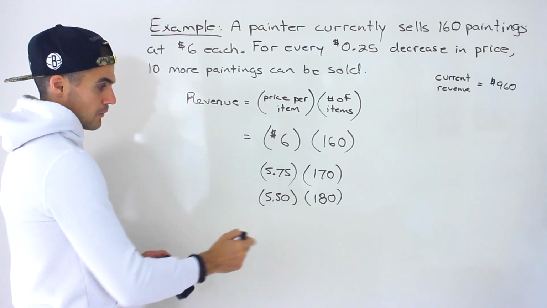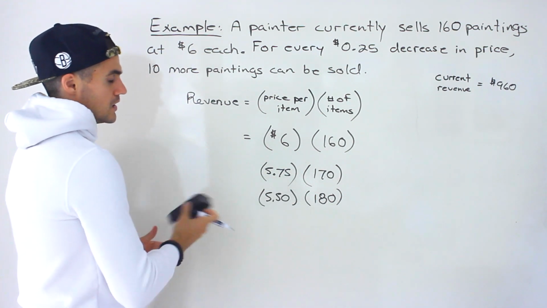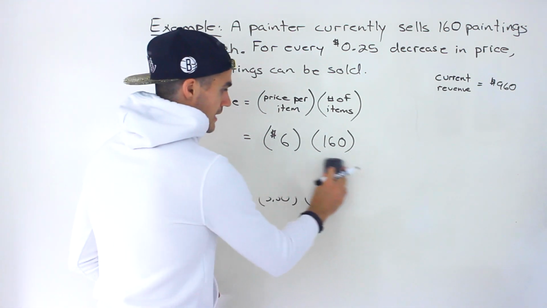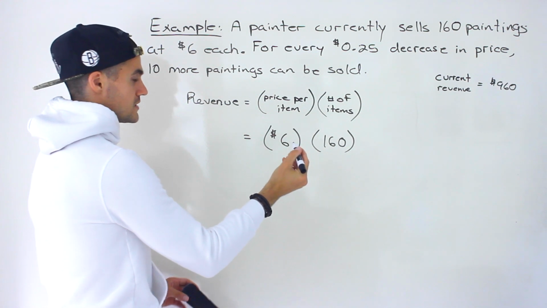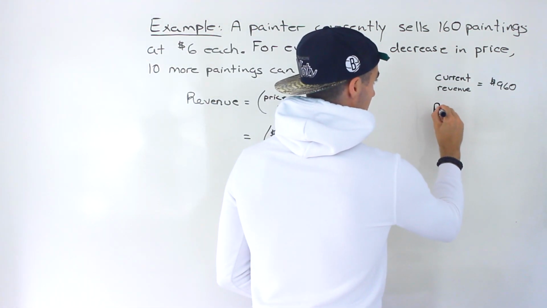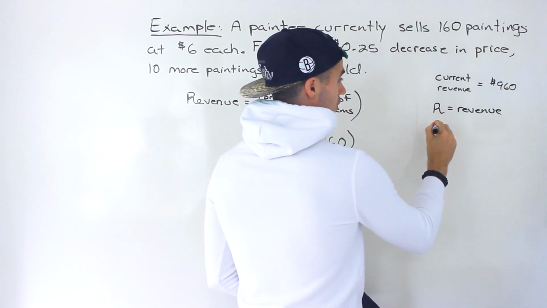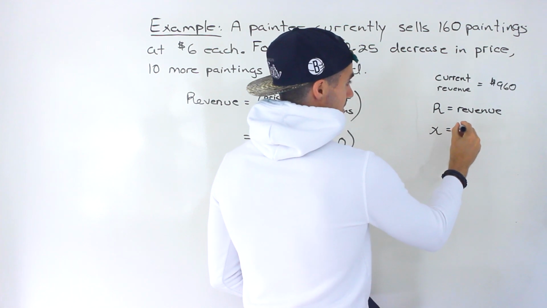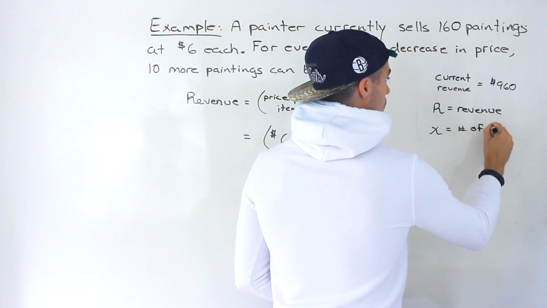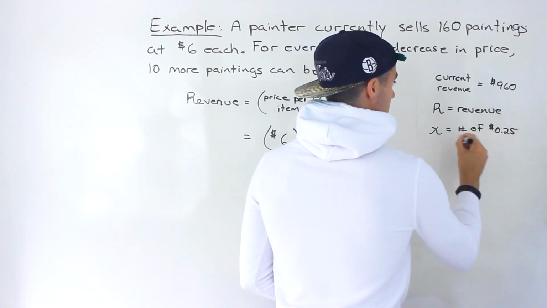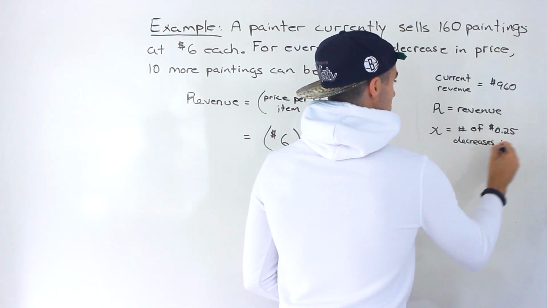So how can we do that? Well, we're not going to keep writing all of these out and then testing them out. That would take us a long time. The best thing to do is to introduce a variable and create a revenue function. So let's introduce some variables. I'm going to let R equal the revenue. That's going to be the dependent variable. And then I'm going to let x equal the number of 25-cent decreases in price.